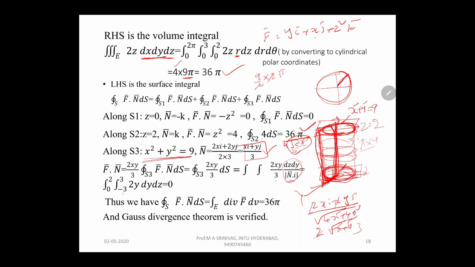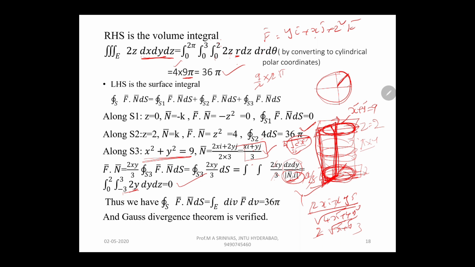2xy by 3 dy dz. But what is n bar dot i bar? N bar is this. N bar dot i bar is x by 3. So if I write x by 3, 3 goes to the numerator. 3 and 3 get cancelled, x and x get cancelled. That is why n bar dot i bar is x by 3. Therefore, here that x has gone, only 2y is remaining, dy dz.